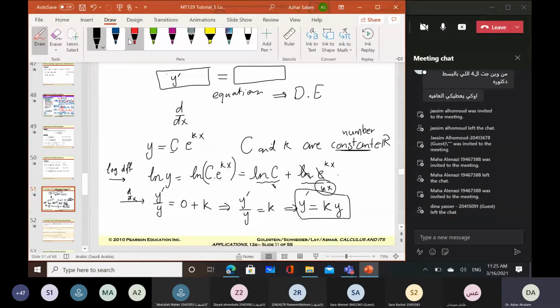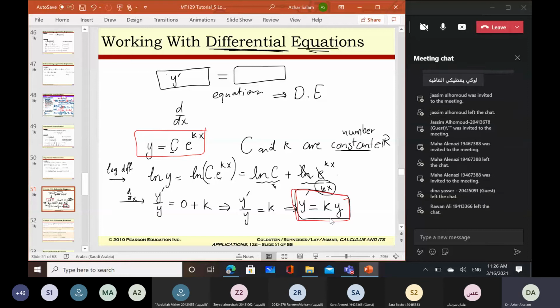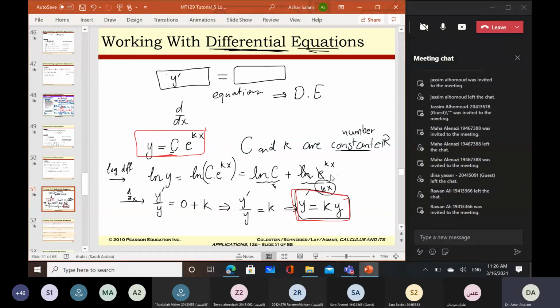Where did we get this differential equation from? From differentiating this equation. The original equation that I gave you is this one. After I applied logarithmic differentiation to it, I got this differential equation, y dash equal to ky. This is a very common differential equation, and this is its general solution.